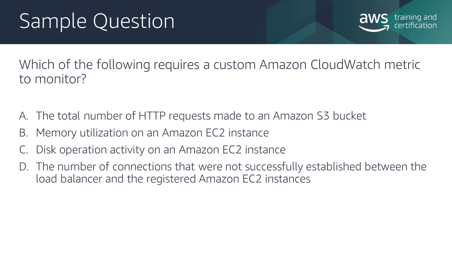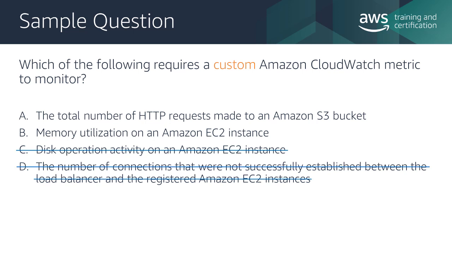Next. Which of the following requires a custom CloudWatch metric to monitor? Now, the key part here is the word custom. We're looking for specifically elements that are not already tracked inside CloudWatch. So what are some things we can get rid of? Well, option C, going to get rid of that right away. Disk operation activity on an EC2 instance absolutely is tracked by CloudWatch.